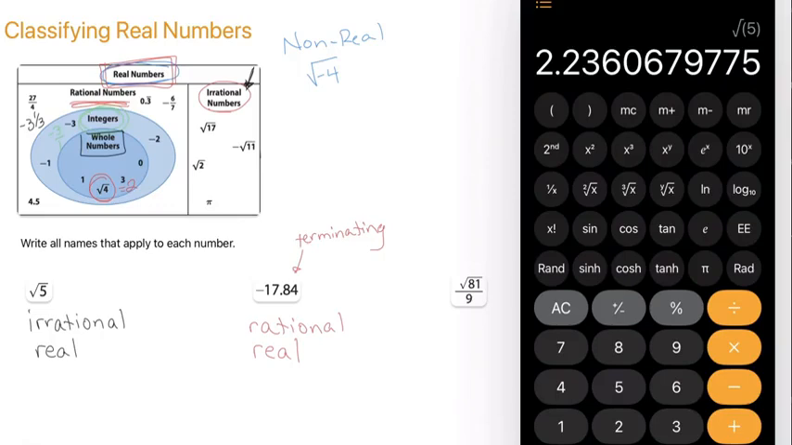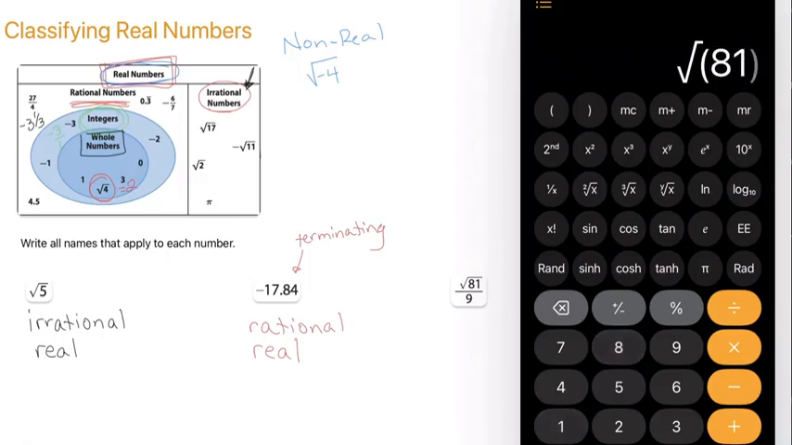Okay, and then the last thing we have here is the square root of 81 over 9. Now you may know the square root of 81. It's not a difficult square root, but let's go ahead and use the calculator just to make sure. The square root of 81 is 9. So what we have here is the square root of 81, which is 9, divided by 9, or 9/9 as a fraction. And 9/9 reduces to 1, because 9 divided by 9 is 1. And 1 is all the way in that middle section called whole numbers. So 1 is a whole number.